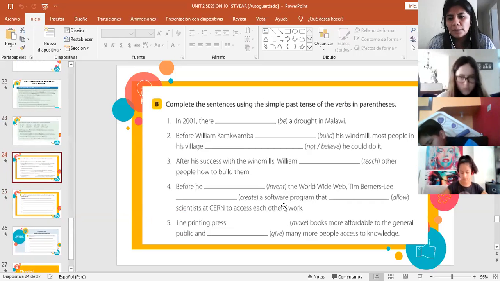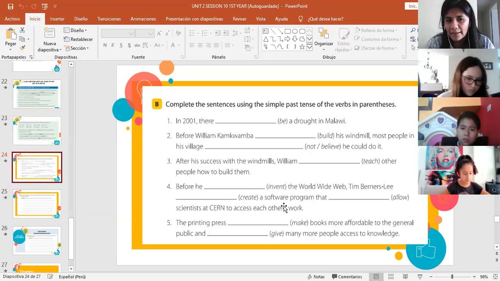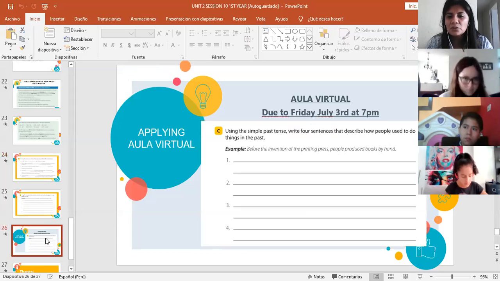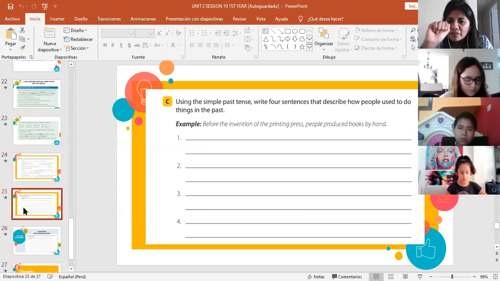B is going to be the task for Monday. Because Monday we don't have classes, I'm going to give you this activity to work on Monday, but for Tuesday, I'm going to check. What activity do you have in Aula Virtual? In Aula Virtual, you have to create four sentences using the simple past.